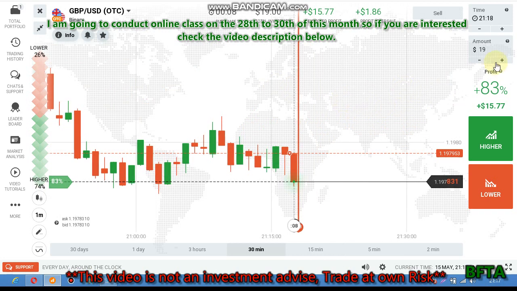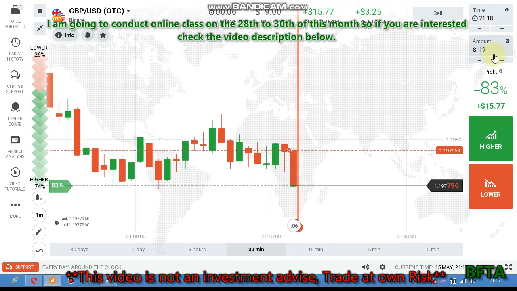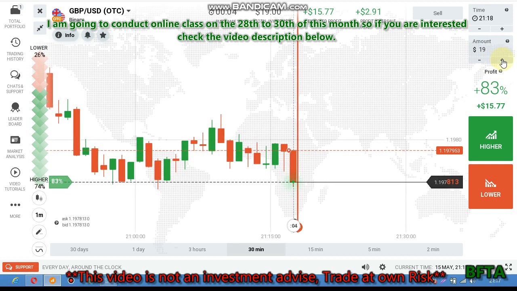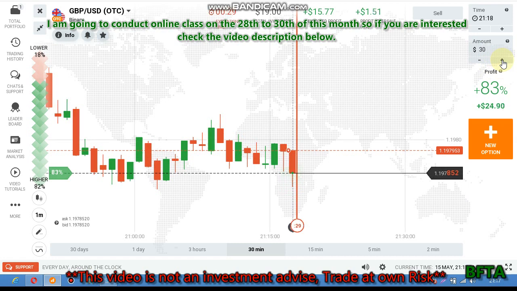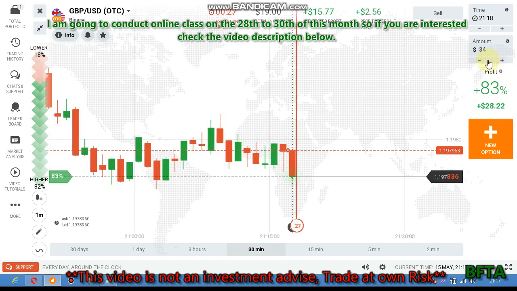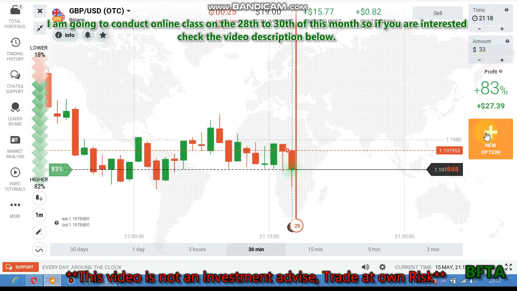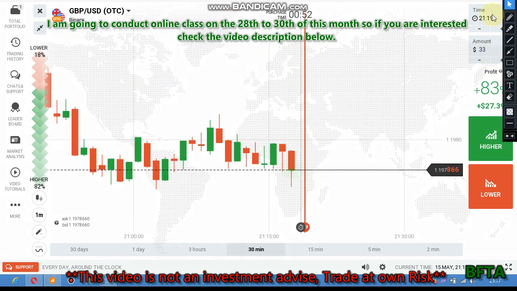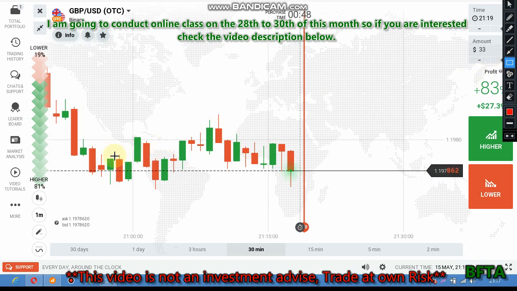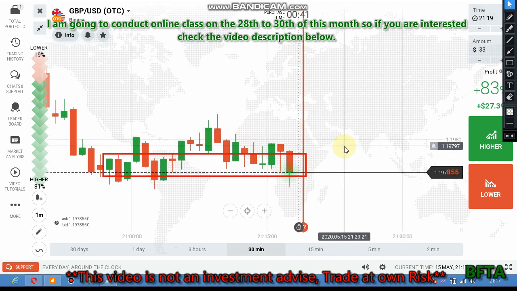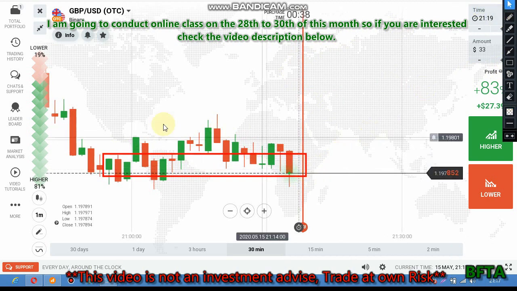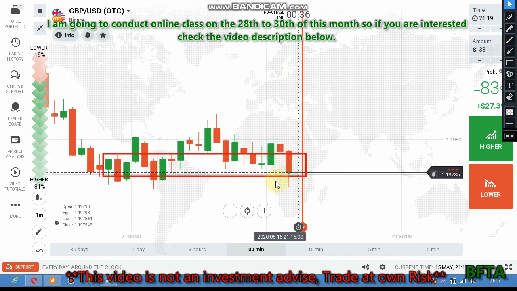A strong seller's entry. We can see a strong seller's entry, and we know this level as the buyer's level. This level as the buyer's level. So let's see how this candle will close here, because I'm seeing a new low.